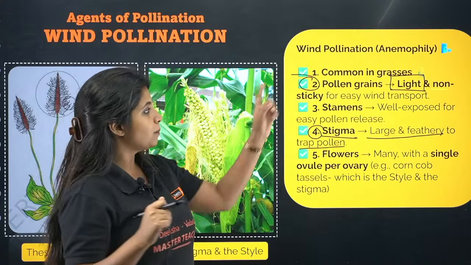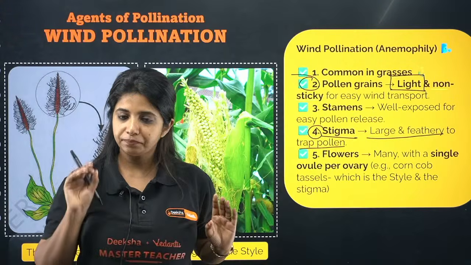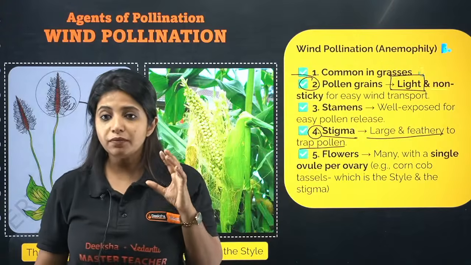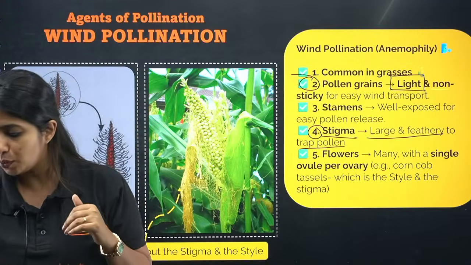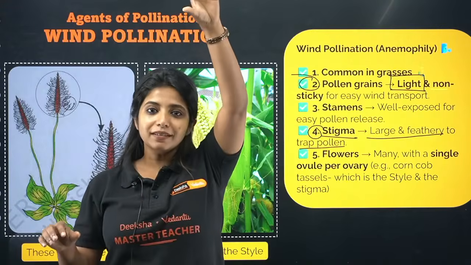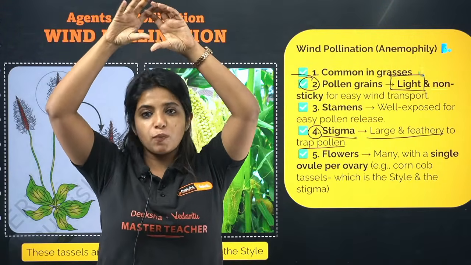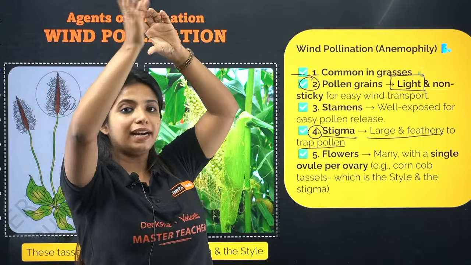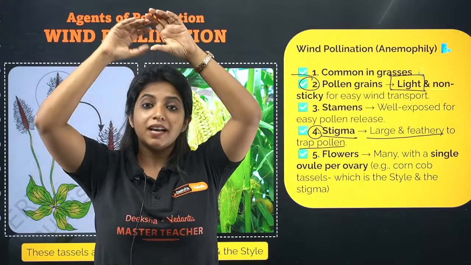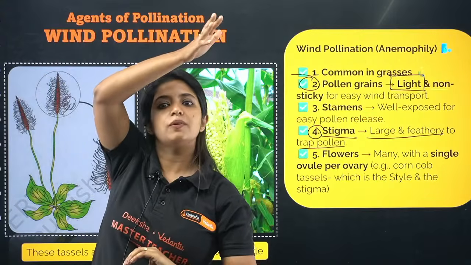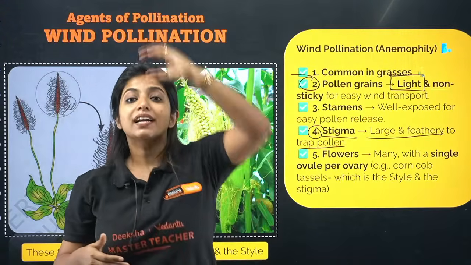So about pollen grain we know, about stigma we know. Now we are going a bit more ahead. Stamen. What about the stamen? The stamen has to be well exposed. What do you mean by that? What is stamen? Stamen is anther and the filament. Anther has the pollen grains. You spoke about pollen, that they have to be light and non-sticky and things like that. But they also have to be well exposed. Now suppose they are over here. Wind is passing from here. How will the pollen grain go? It has to be over here.